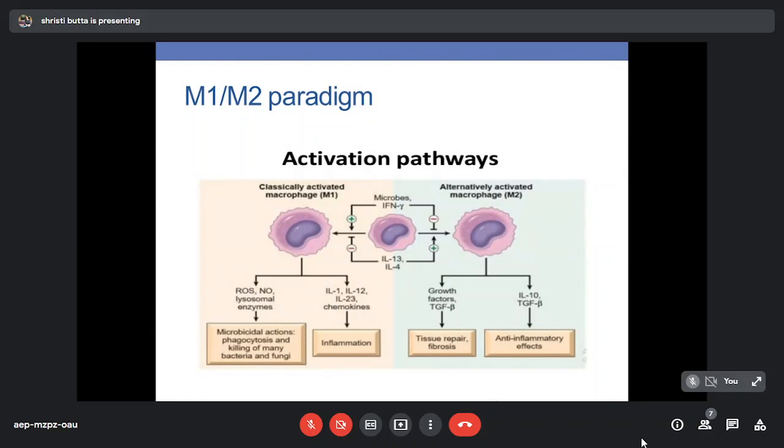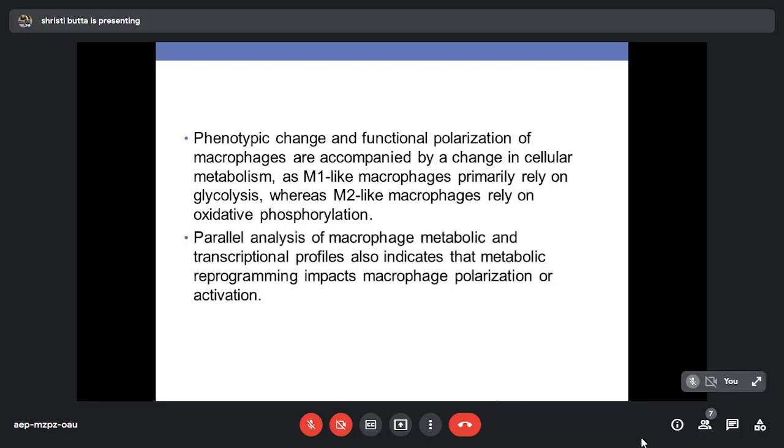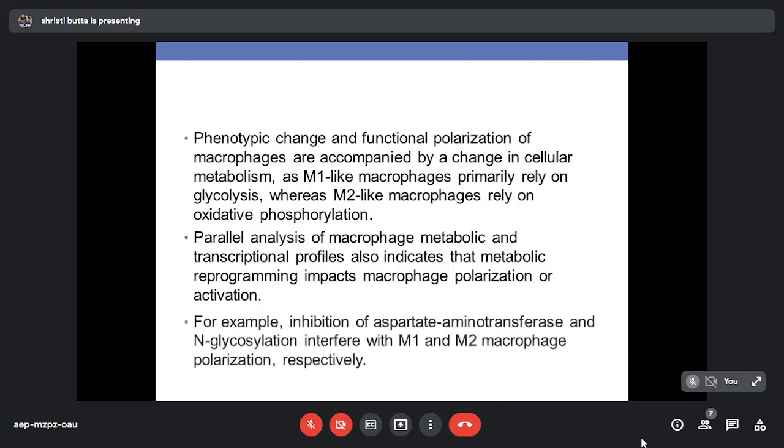However, we also have another set of monocytes. The phenotypic changes and functional polarization of macrophages are accompanied by a change in cellular metabolism, as M1-like macrophages primarily rely on glycolysis. Okay, we didn't know that, right? The M1 type macrophages rely on glycolysis, whereas the M2-like macrophages rely more on oxidative phosphorylation. Parallel analysis of macrophage metabolic and transcriptional profiles also indicates that metabolic reprogramming impacts macrophage polarization and/or activation.